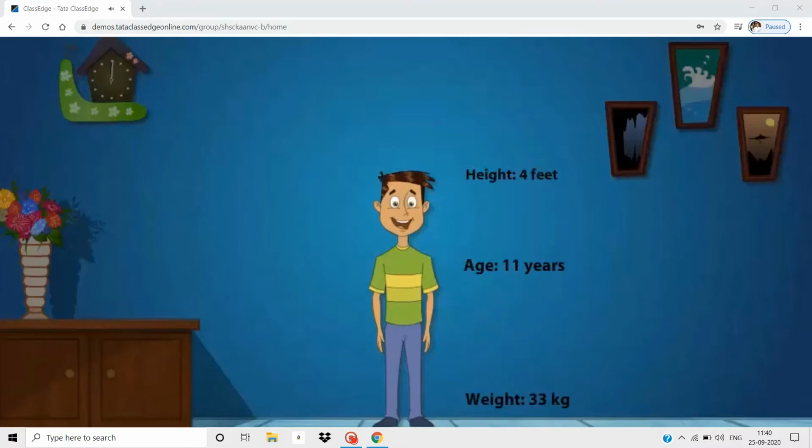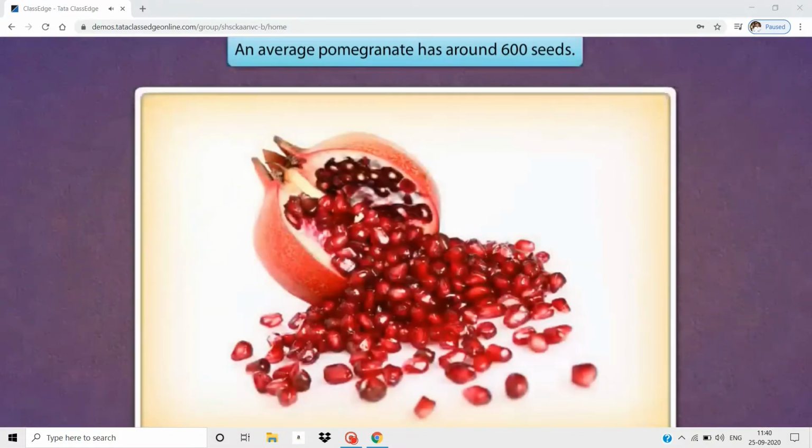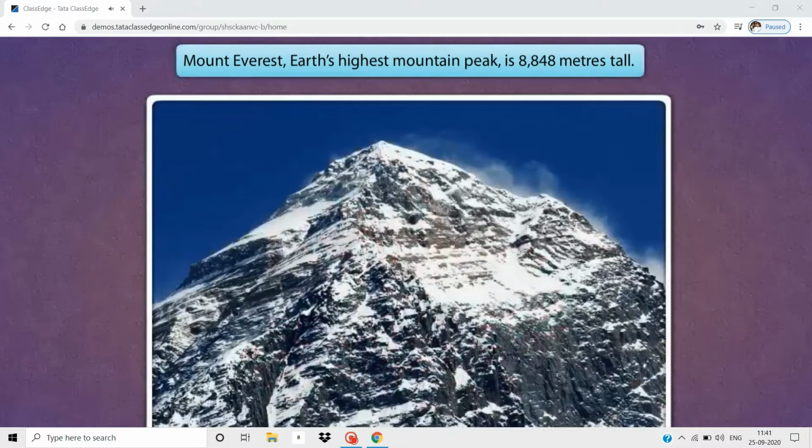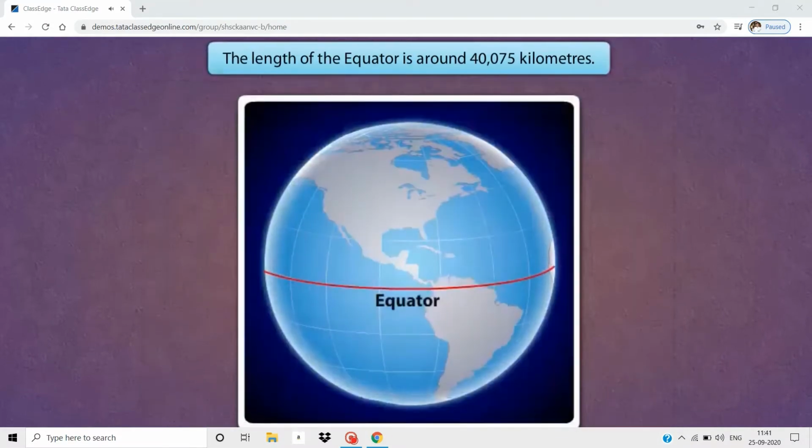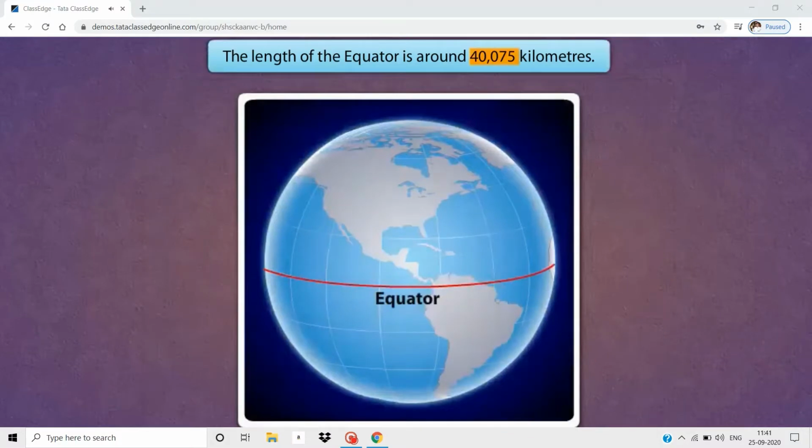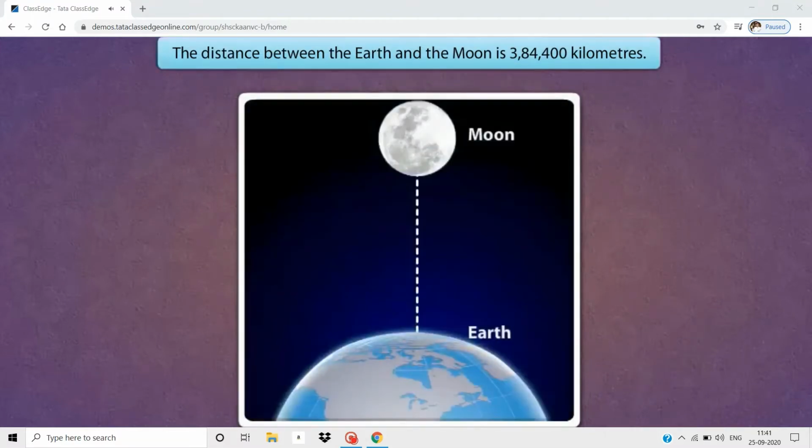Let's look at some more examples involving numbers. Did you know that an average pomegranate has around 600 seeds? Mount Everest, Earth's highest mountain peak, is 8,848 meters tall. The length of the equator is around 40,075 kilometers. The distance between the Earth and the Moon is 3,84,400 kilometers.